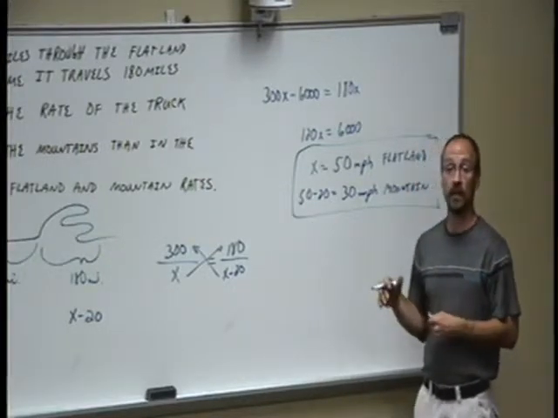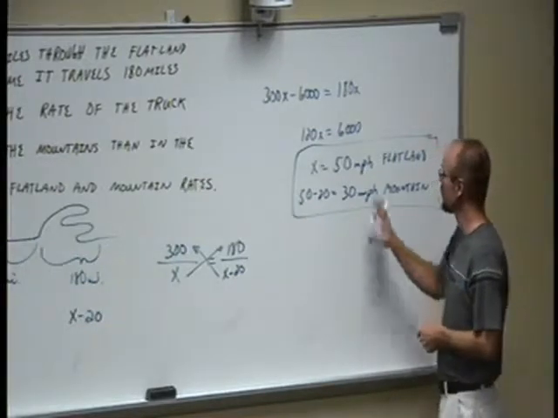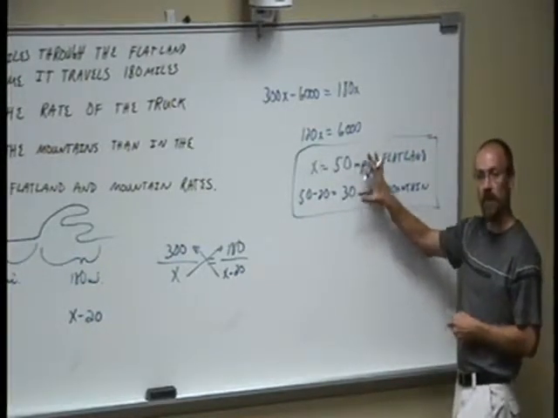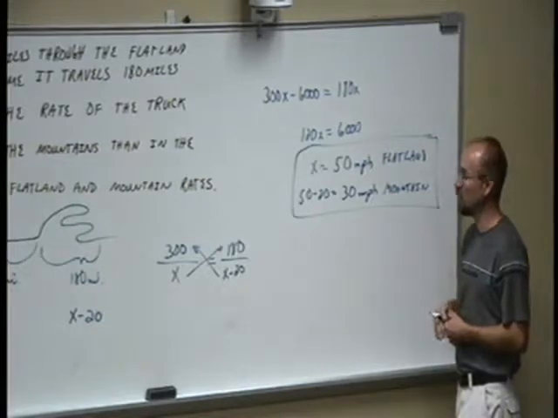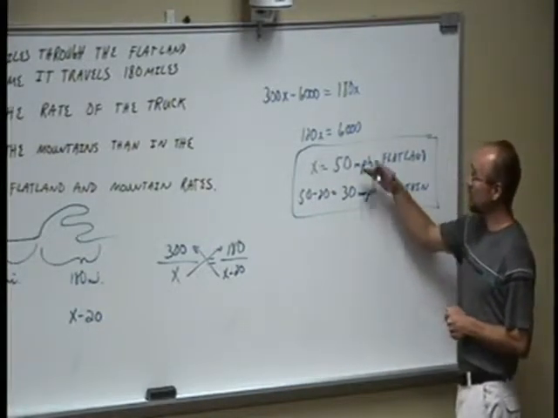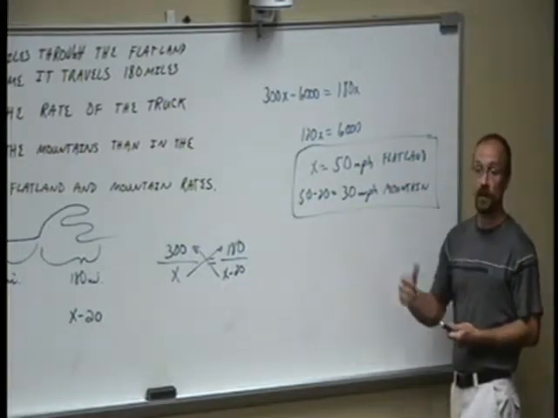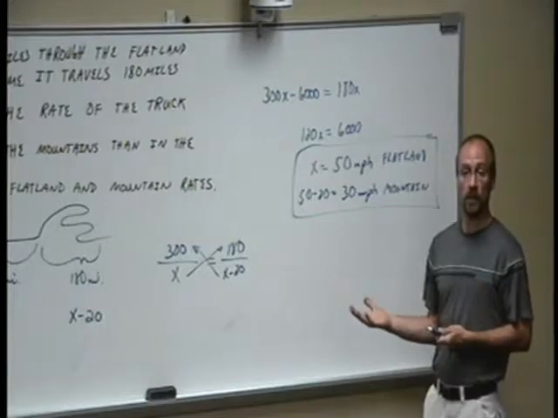Well, if I was driving a semi-truck, I'd go a little slower in the mountains because I don't want to be falling down a hill, right? So this rationally makes sense. Faster in flatlands, slower in the mountains. If it was the other way around, maybe we did something wrong. And do these seem like reasonable real-world speeds? Well, 50 miles an hour sounds like a reasonable speed for a semi-truck.